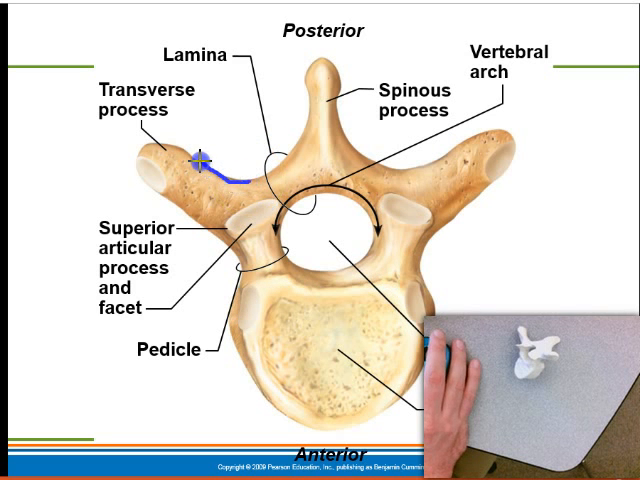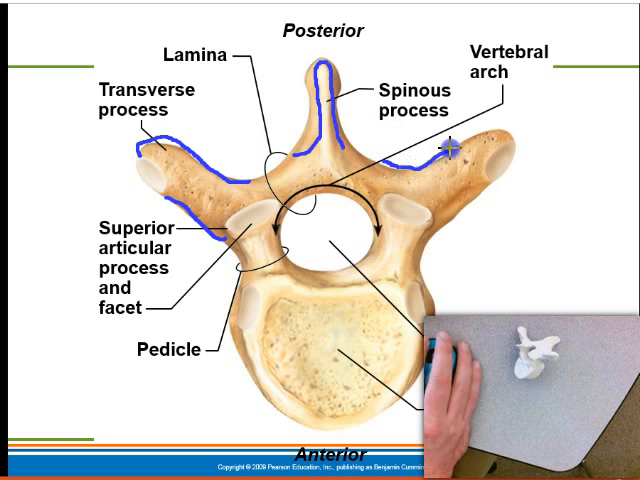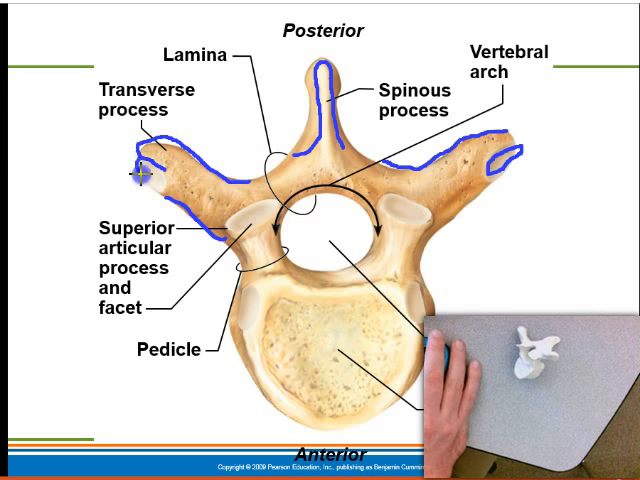So this process that comes out here is called a transverse process. This one coming out the back is called a spinous process. This other one here is another transverse process that's coming out here. These transverse processes have little facets that are located on them where ribs will articulate if you're part of the thoracic vertebrae. This hole is called the vertebral foramen.